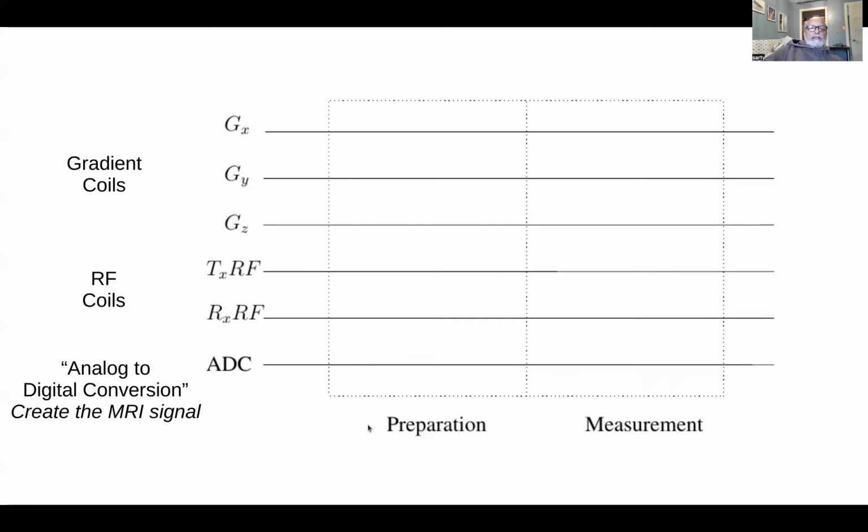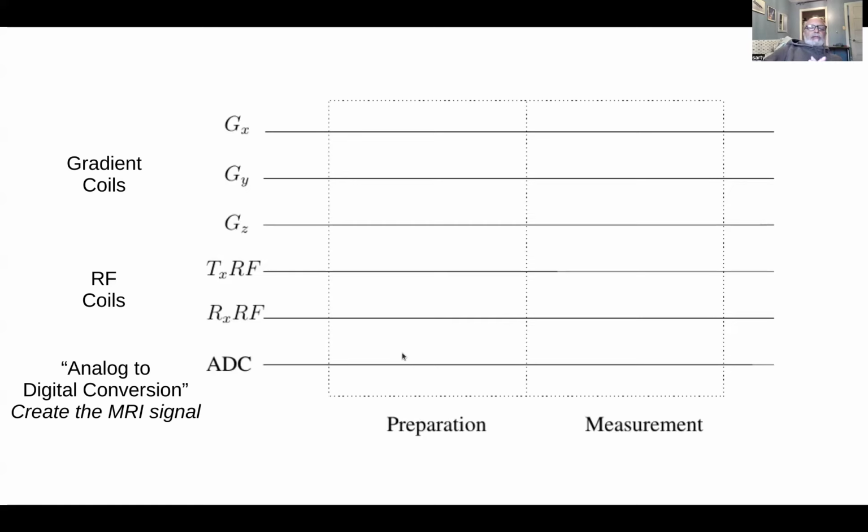I've divided this into times into preparation time and a measurement time. This is a quantum mechanical process, and in quantum mechanics, kind of a paradigm of measurement is you prepare your system and then to measure it, you collapse it. In MRI, we don't collapse our system. So what happens is the time of preparation and measurement will overlap. There's a fuzzy boundary between the two.